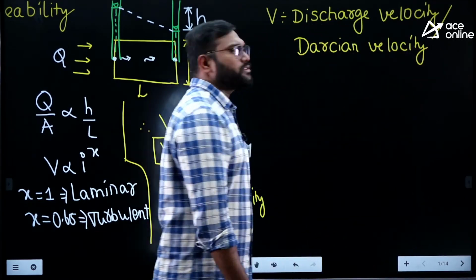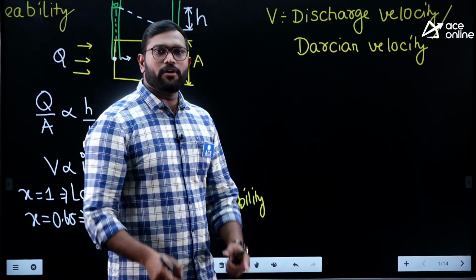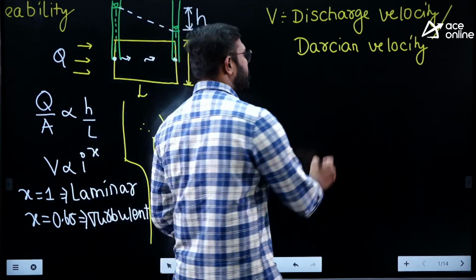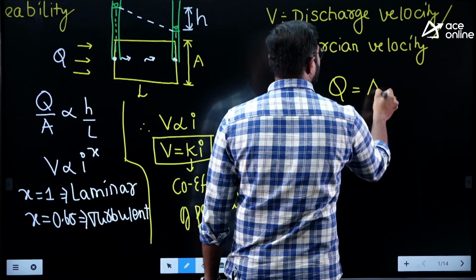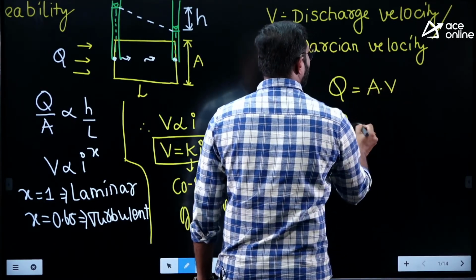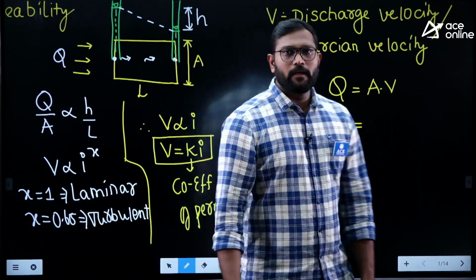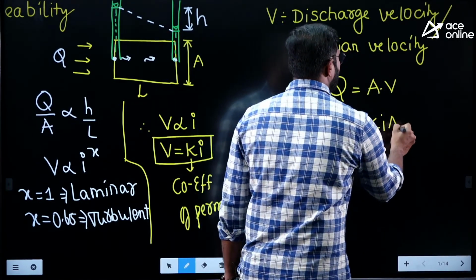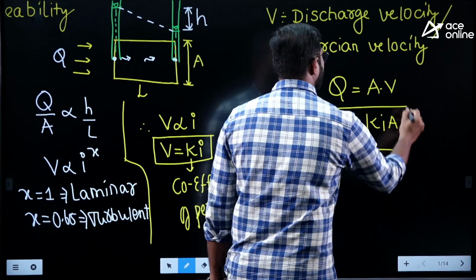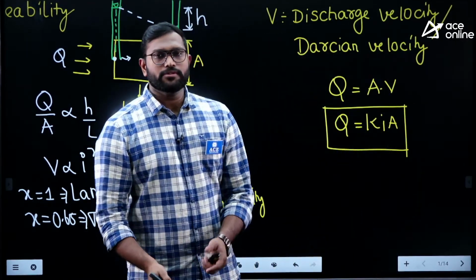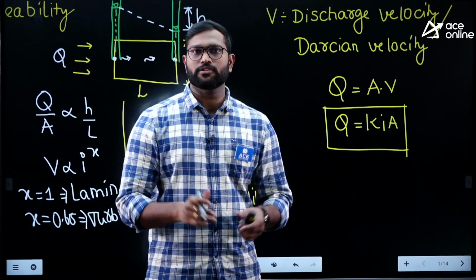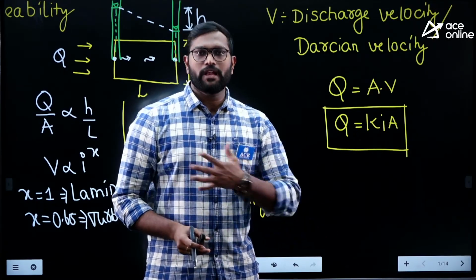So once we know this V, then I can find out how much seepage is passing through the soil per unit time, which is nothing but flow rate. Q is equal to A into V, where V is nothing but Ki. So Q is equal to KiA. This is the equation that we use to determine the seepage loss rate, when seepage is happening through the soil, how much quantity we lose.